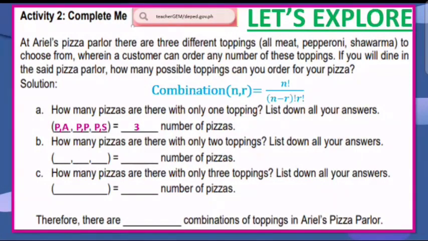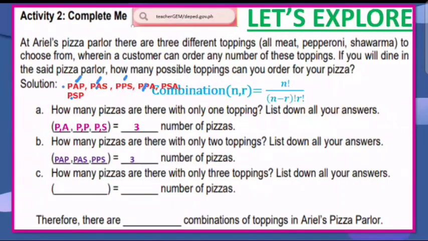Pizza with all meat, right? If it has one topping, it is pizza with all meat, pizza with pepperoni, and pizza with shawarma. Counted as one each, so we have 3 pizzas. It's that easy. With two toppings: pizza with all meat and pepperoni, pizza with all meat and shawarma, and pizza with pepperoni and shawarma. So we still have 3 pizzas for two toppings.